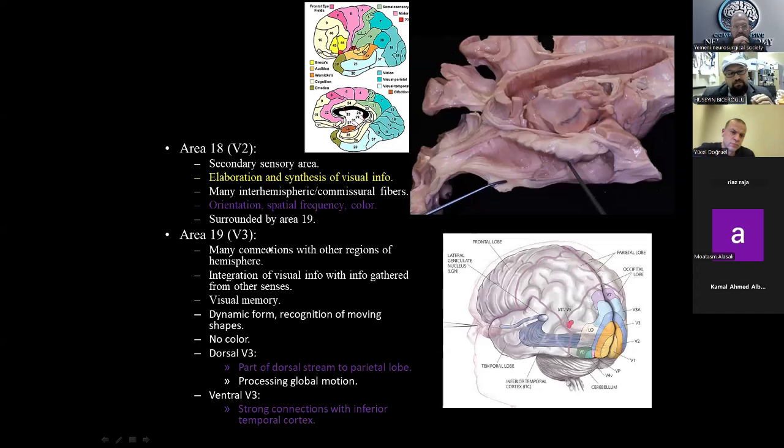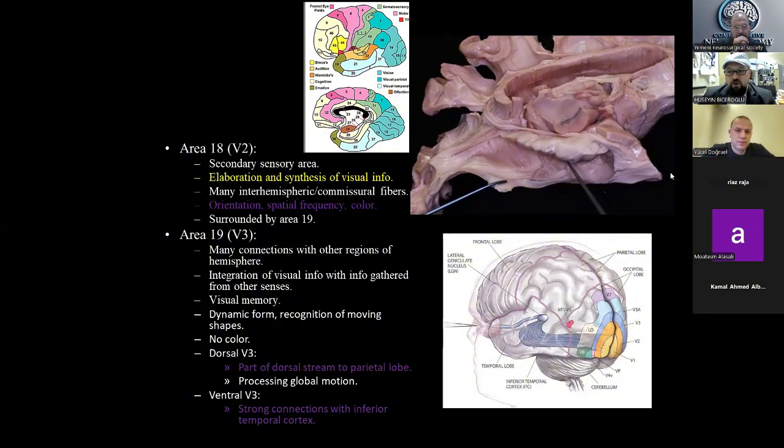Area 19 has many connections with the other hemisphere. It is involved in dynamic form, recognition of moving shapes, and it has no color recognition. There is a dorsal part and a ventral part. The dorsal part goes to the parietal lobe for processing global motion, and the ventral part has deep connections with the inferior temporal cortex and fusiform cortex, which is responsible for face recognition, object recognition, and tool recognition.